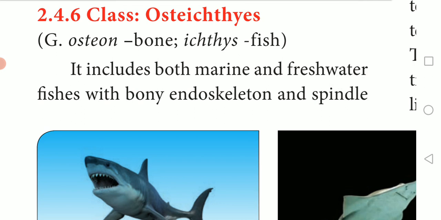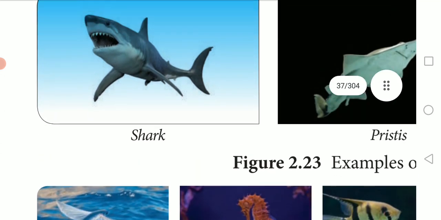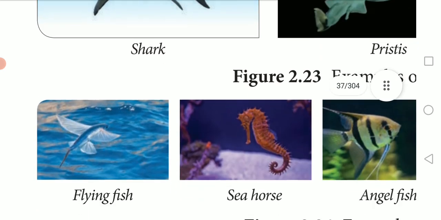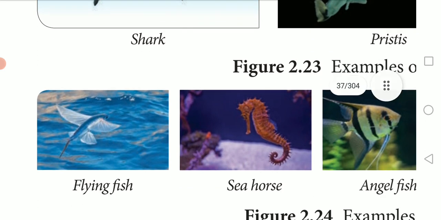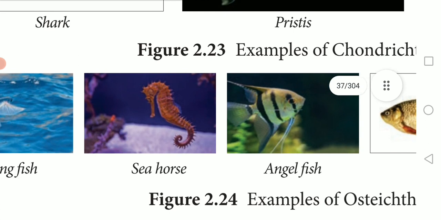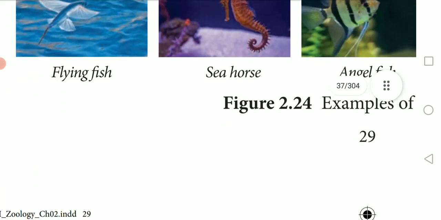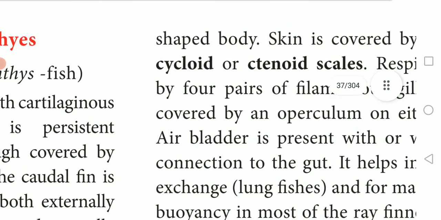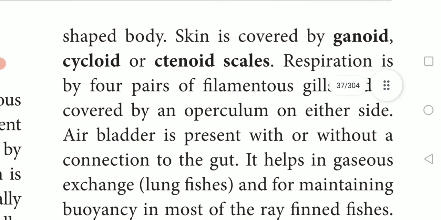The next class is Osteichthyes. This class includes both marine as well as freshwater fishes with a bony endoskeleton. Examples of Osteichthyes are flying fish, seahorse, and angel fish. The body is spindle shaped. What do we mean by spindle? A twisted-like structure, so this is a spindle-shaped body.